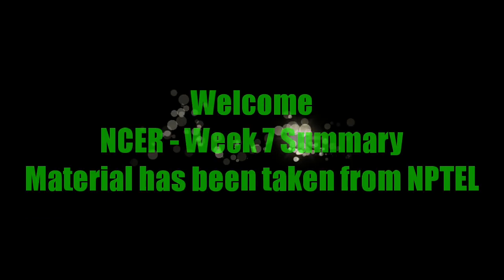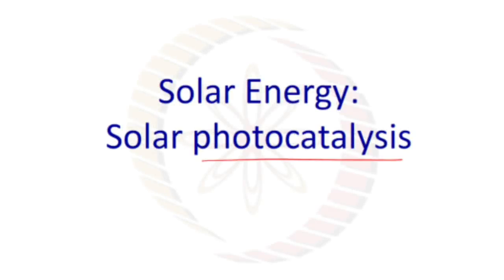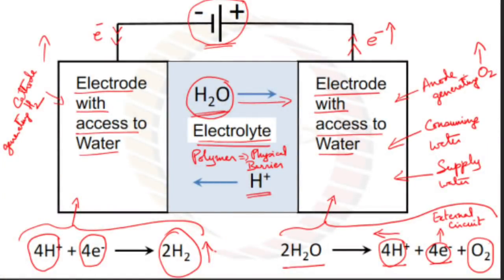So we are starting with solar photocatalysis. In the process of photocatalysis, there is an electrode with access to water on both sides, and in between there is electrolyte and H2O water. By this photocatalysis process we can separate the hydrogen from water.